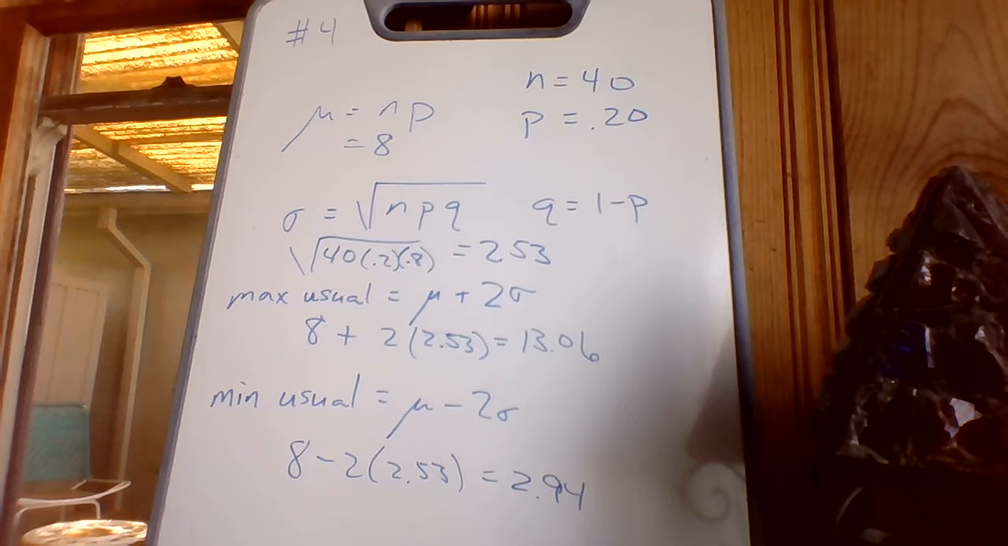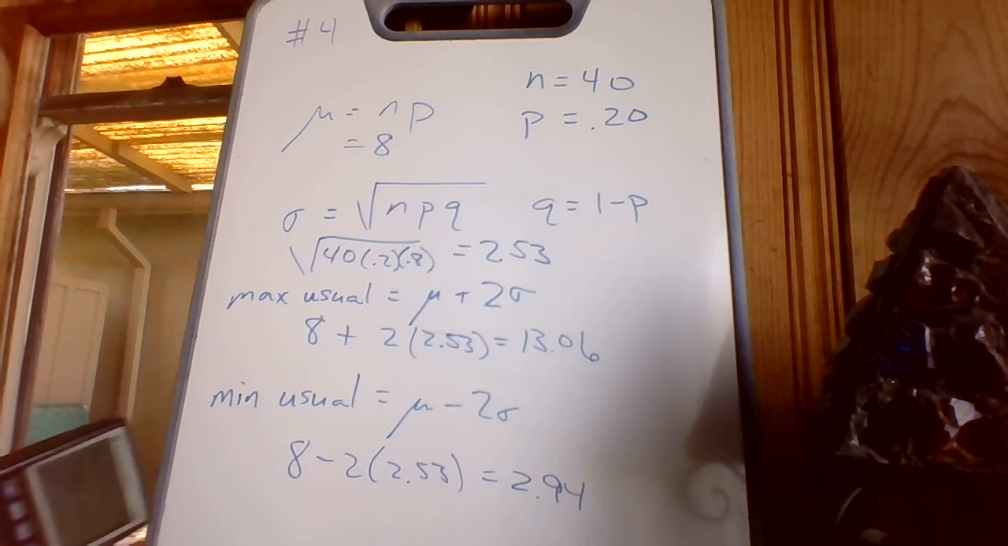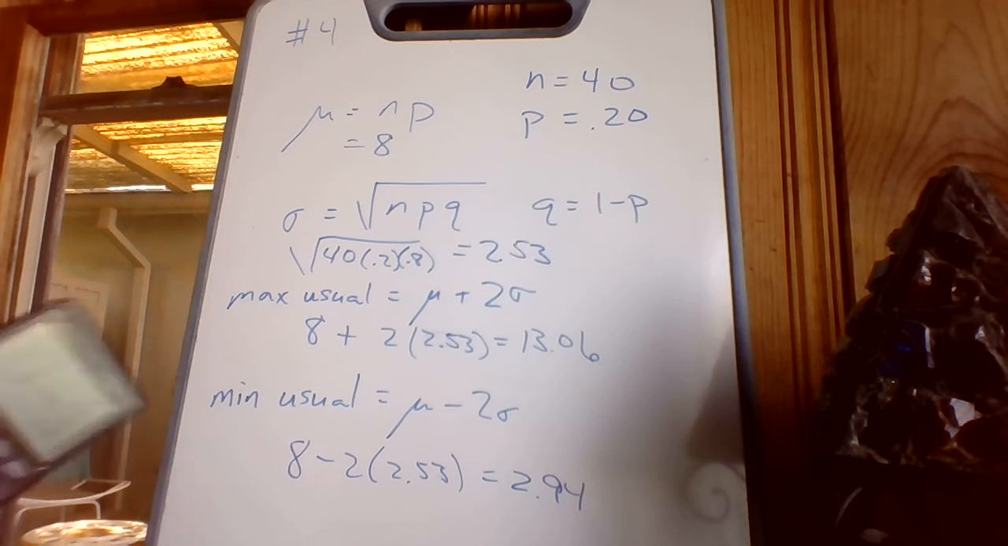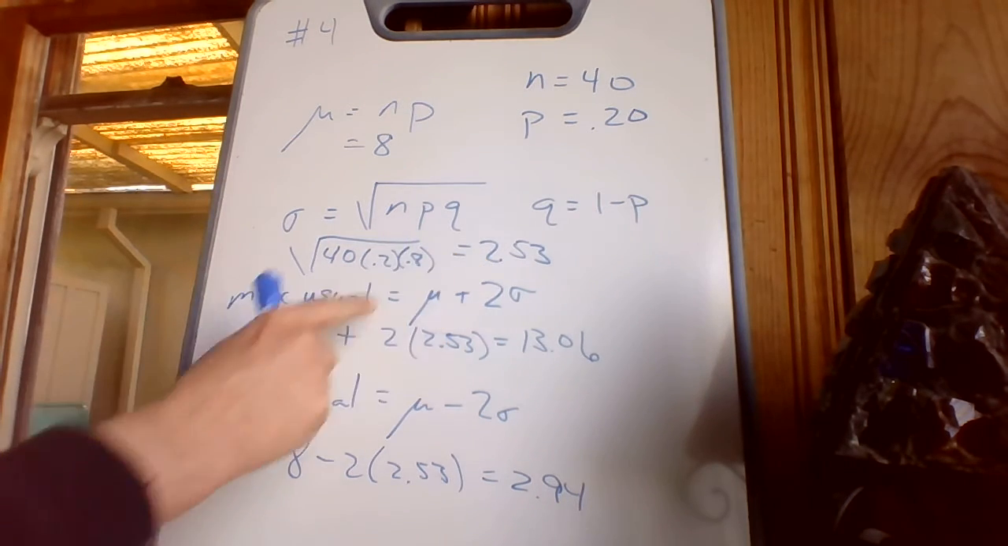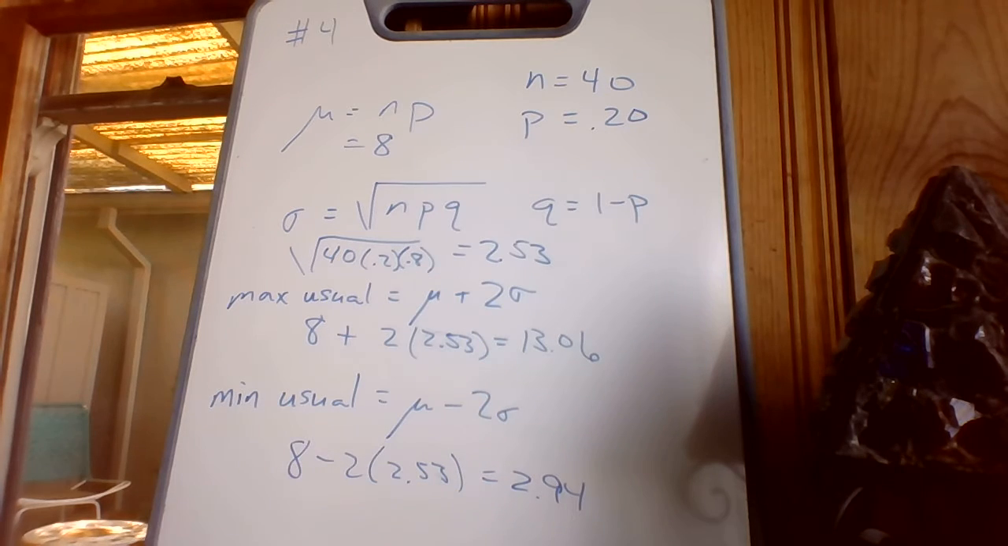Now in the homework it said, would you be likely to pass under these conditions? And the answer is always no, you're not going to pass just by multiple choice. So anyway, it doesn't even ask that here. It just asks for these 4 questions. What's the mean? What's the standard deviation? What's the maximum usual? What's the minimum usual?